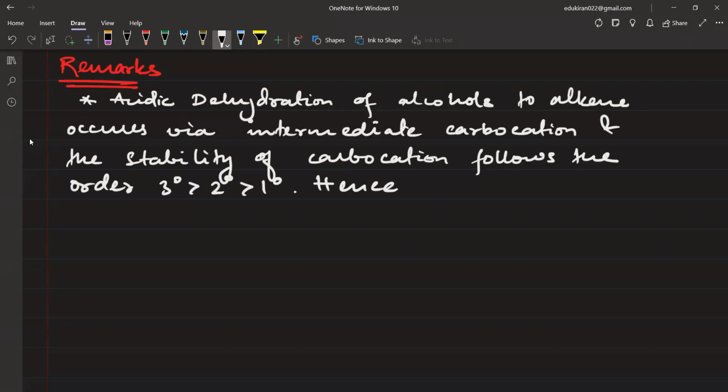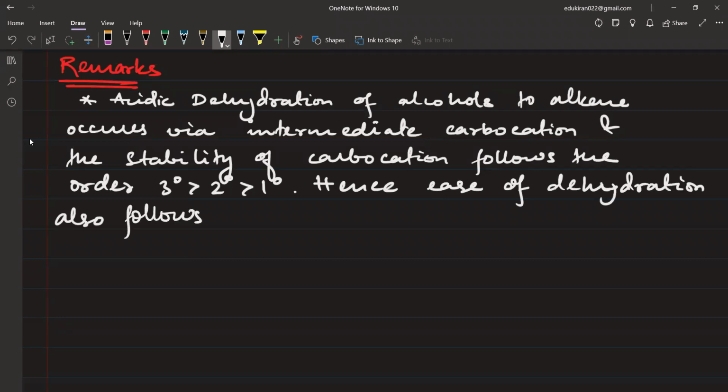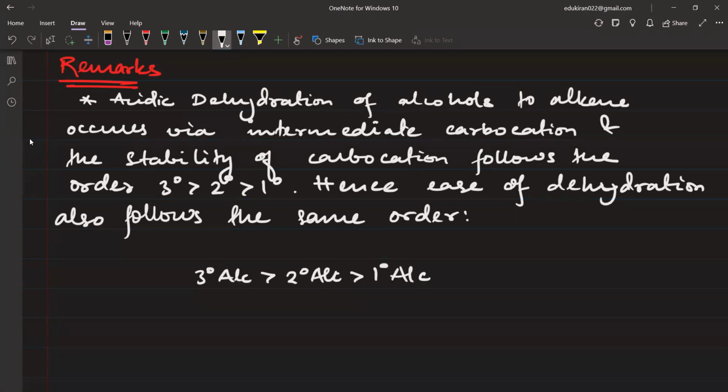Hence, the ease of dehydration, that means the rate of dehydration, how easily the dehydration would occur, also follows the same order. Okay, so 3 degree alcohol will be fastest, followed by 2 degree alcohol, followed by 1 degree alcohol, and the last will be CH3OH, which can never undergo it because we don't have any adjacent carbon. Here I'll give you one question.